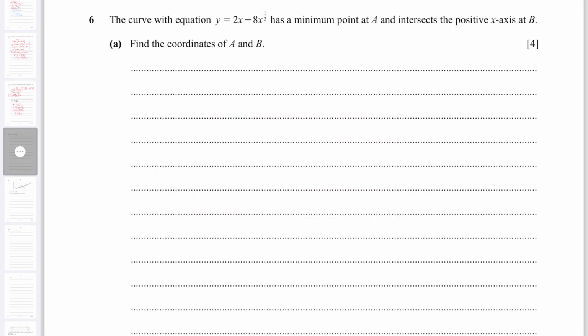So we were solving May June 2024 paper 12. I've already solved question 1 to question 5 in the previous video. So let's start with question number 6.